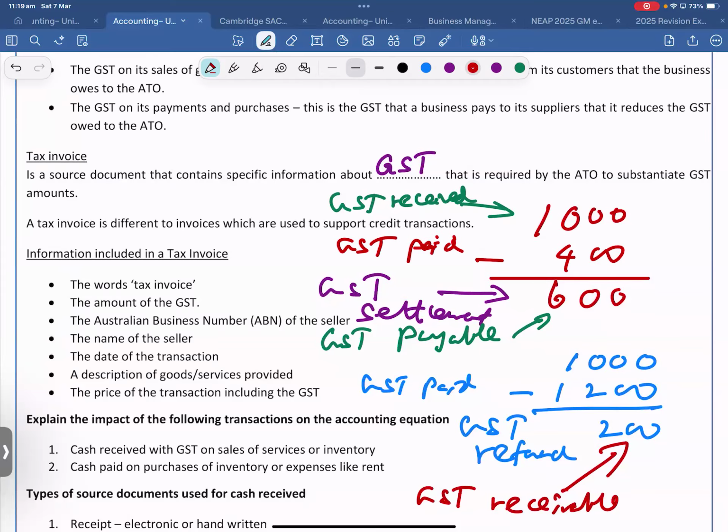Basically, let's say at the end of the period, we ended up overpaying the GST to the ATO, or GST we have overpaid to our suppliers, meaning we should get a refund. I mean, when we receive money, it will be GST refund. Okay. So basically, that's the thing.